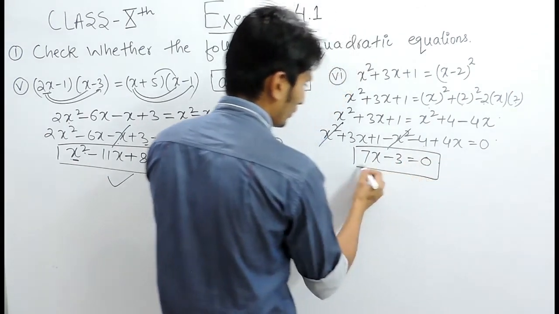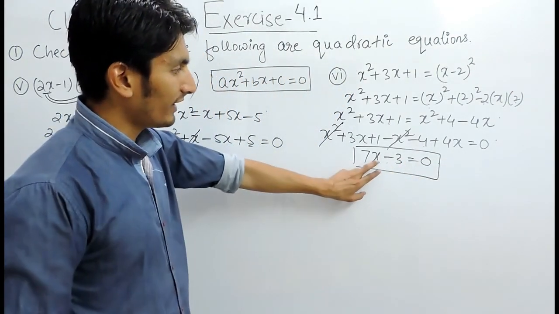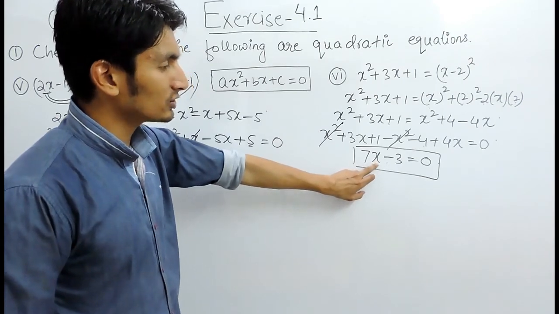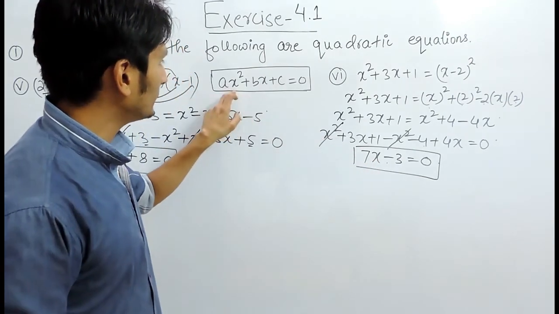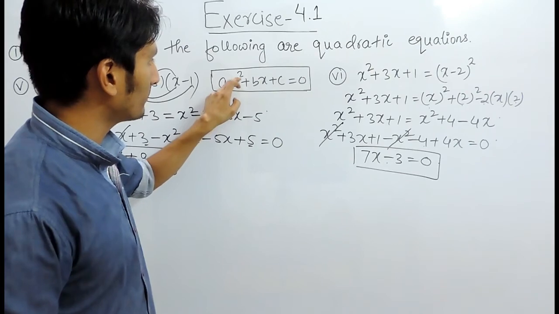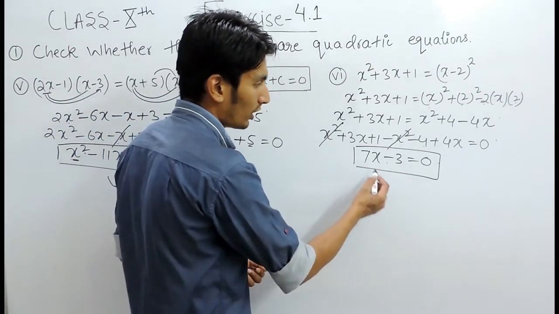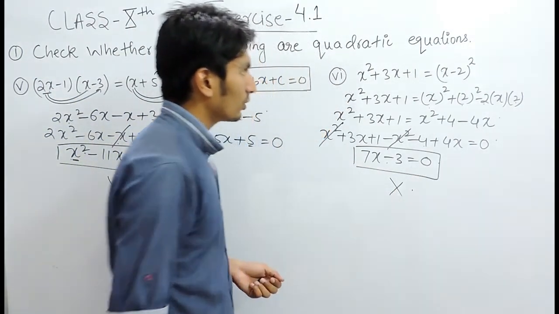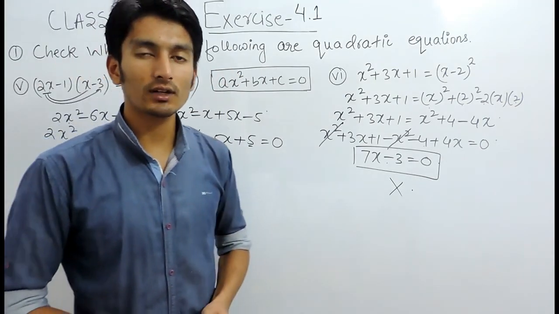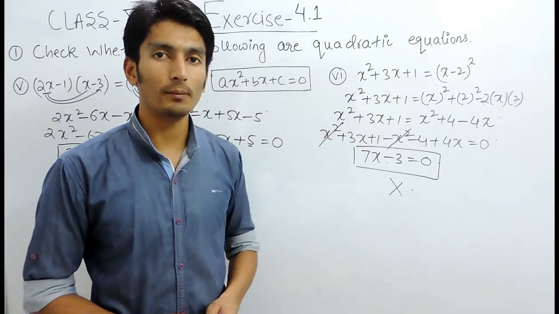Again in this equation, the power of its variable is not equal to 2, and in the standard form the maximum power must be equal to 2. Here it is not, so this is not a quadratic equation, because this does not match with its standard form.